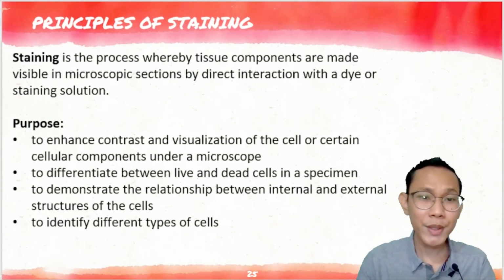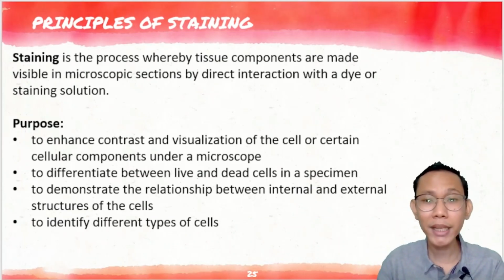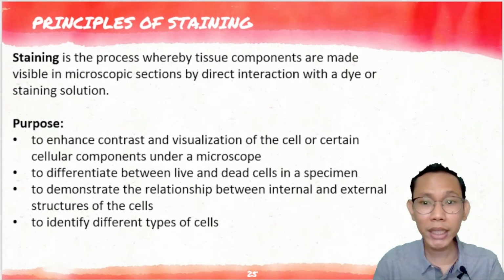So again, what is your staining? Staining is the process whereby tissue components are made visible in microscopic sections by direct interaction with the dye or your staining solution. Remember, there is a colored compound used to produce a contrast between your different tissues and cellular components based on their varying affinities for most dyes and stains. Then, morphological changes are more easily identified, as well as the different characteristics and structural relationships of tissues and their cells can be evaluated, and the presence or absence of disease can be established.